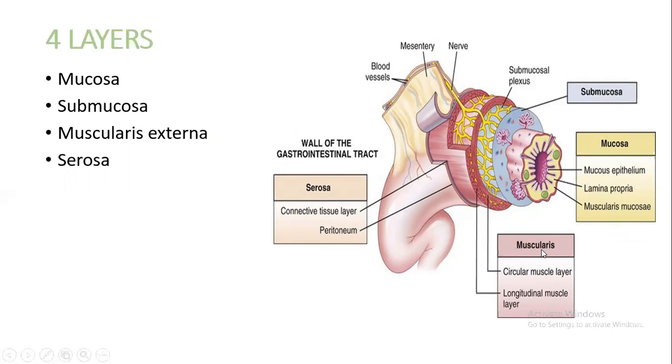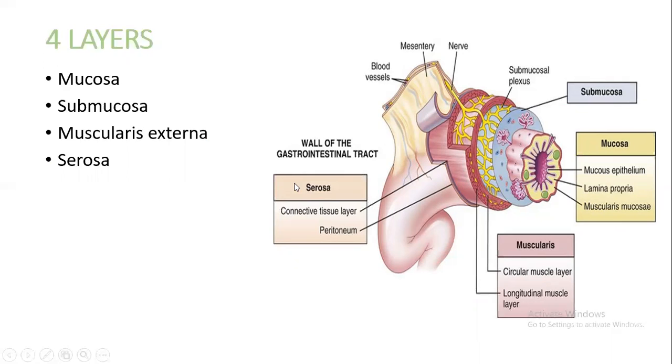Then you have muscularis externa or muscularis propria. It consists of two muscular layers. In the GI tract, you know that it follows a scheme: inner circular and outer longitudinal muscular layer. Between these two muscular layers is a myenteric autonomic nervous system plexus, which controls and regulates the contraction of these muscles and helps in the process of peristalsis along the gastrointestinal tract.